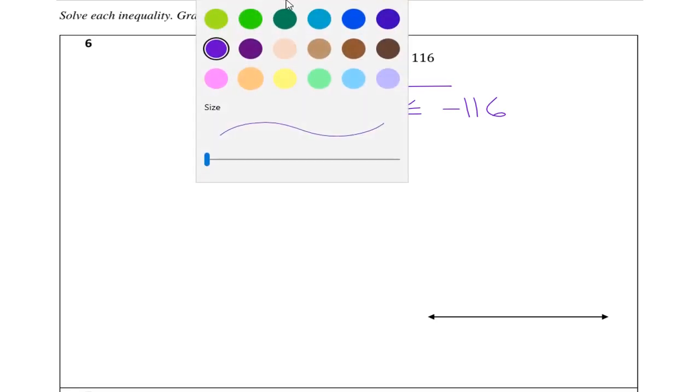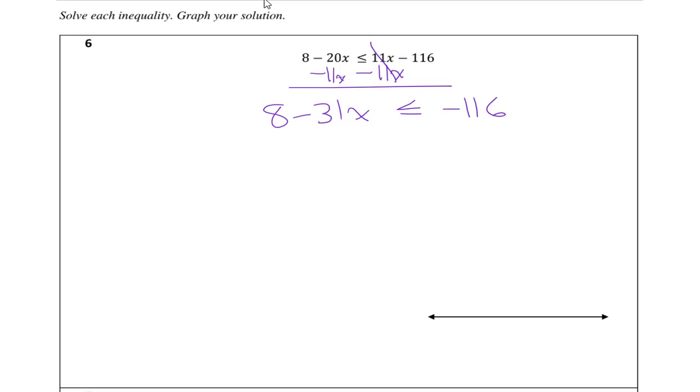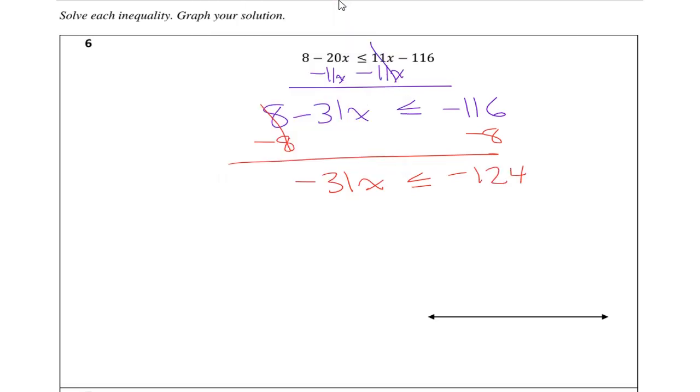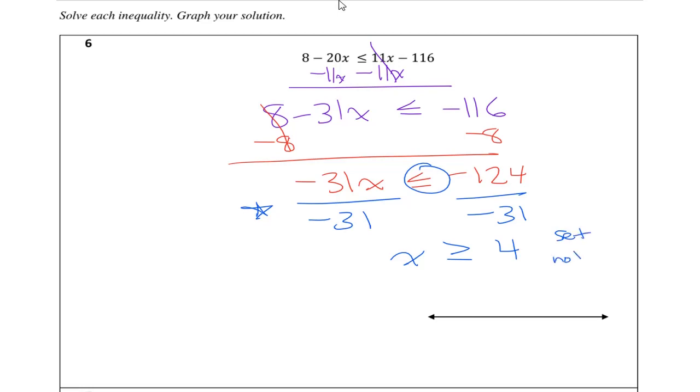And now I have what looks like a pretty decent 2-step equation. I have my variable all together. There's just one of them. I have to get rid of the 8 and the 31. Got to get rid of 8 by subtracting. And then I have to get rid of the 31 by dividing. And in this case, I have to divide by negative 31 on both sides. That should trigger something in your head. Oh yeah, I got to do something with that sign. I have to flip it. Final answer works out pretty nicely. X is greater than or equal to 4. Remember, this is called set notation. I can graph it from here.